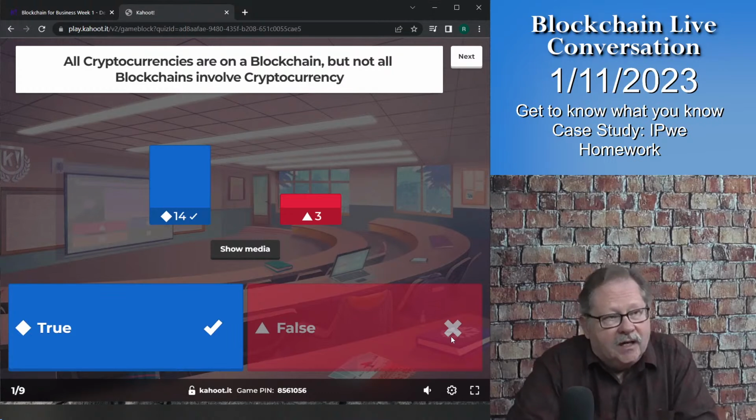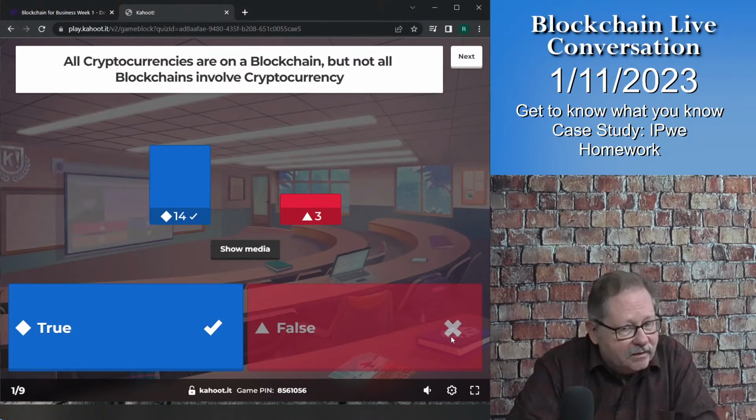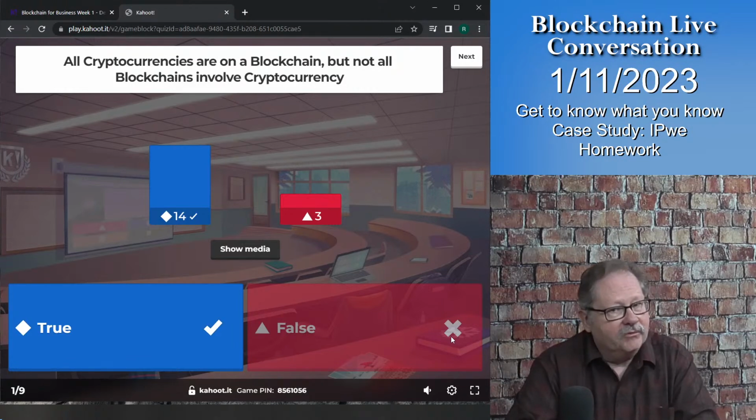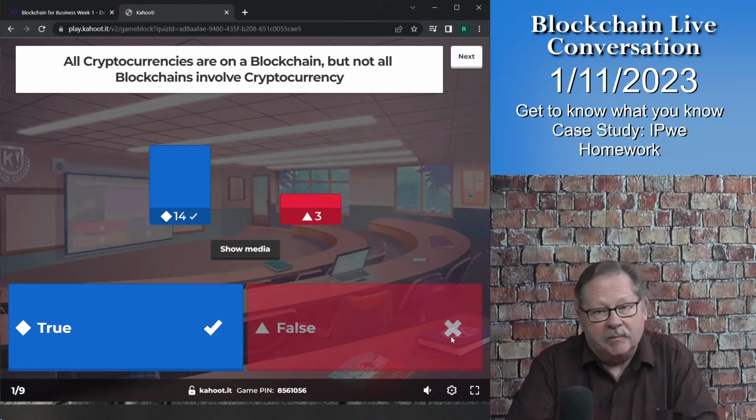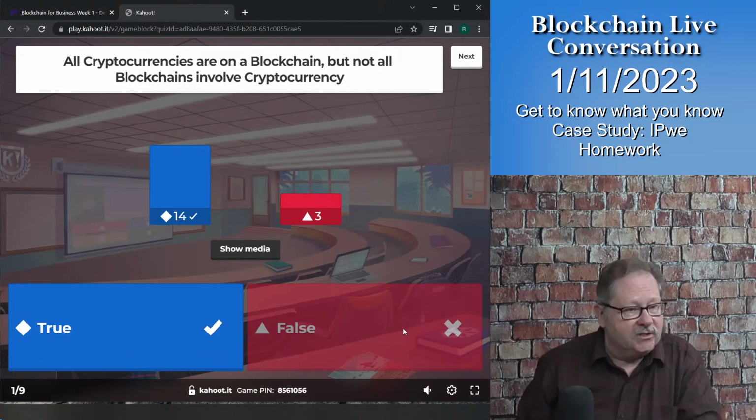That is correct. All cryptocurrencies are on a blockchain, but not all blockchains involve cryptocurrencies. In other words, we have a whole class of blockchains that are for business and don't have cryptocurrencies in them at all. So that's the first. And let's go on to the next.